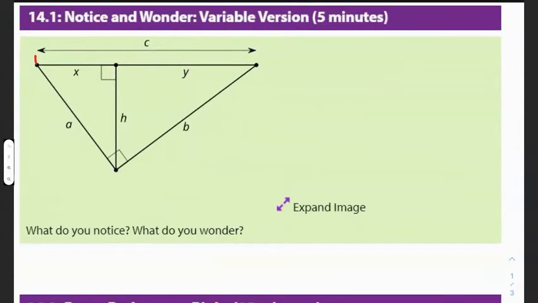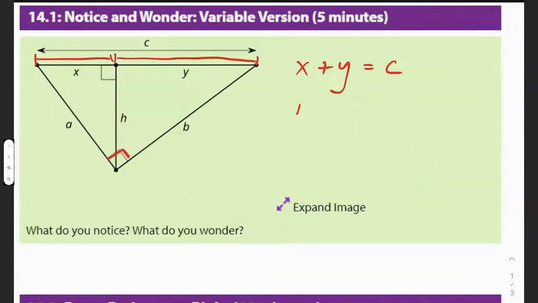So what do you notice? What do you wonder? Go ahead and pause the video and try to think of what you notice and what you wonder. Okay, so hopefully you paused the video. I realize that if you take the length of x and combine it with the length of y, you end up getting c, right? That entire hypotenuse for this right triangle. Oh, it's a right triangle, right?